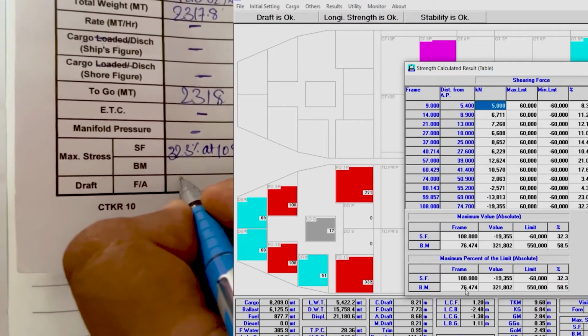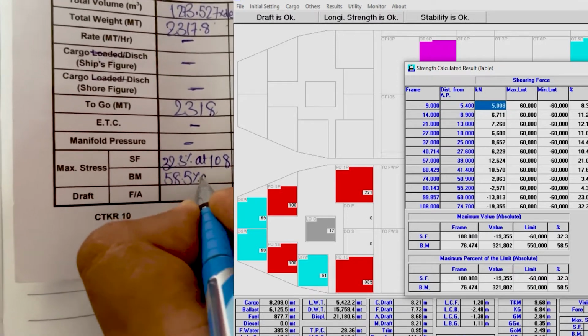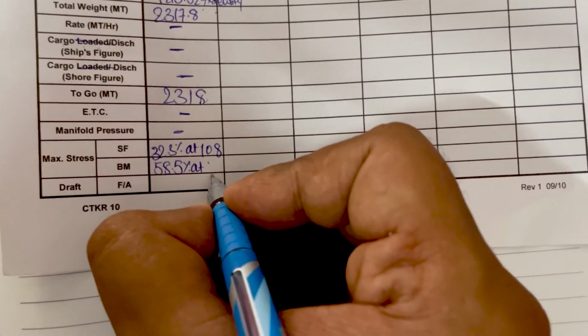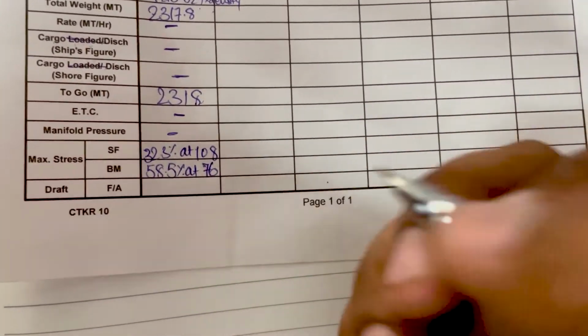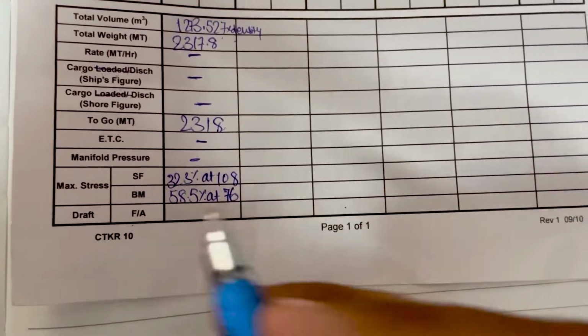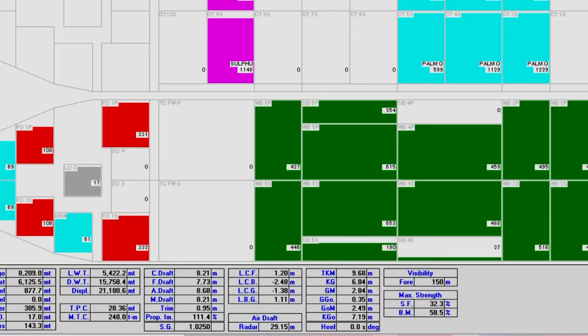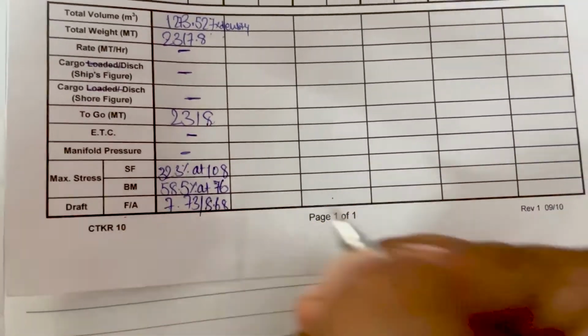Now BM, I would write out 58.5% at, so we do not write this frame in decimal, so normally I would write it as 76. Now this is draft, forward and aft. So again we can go to Loadicator, and here we can see the draft is 7.73, 8.68. So I would write it down 7.73, 8.68.